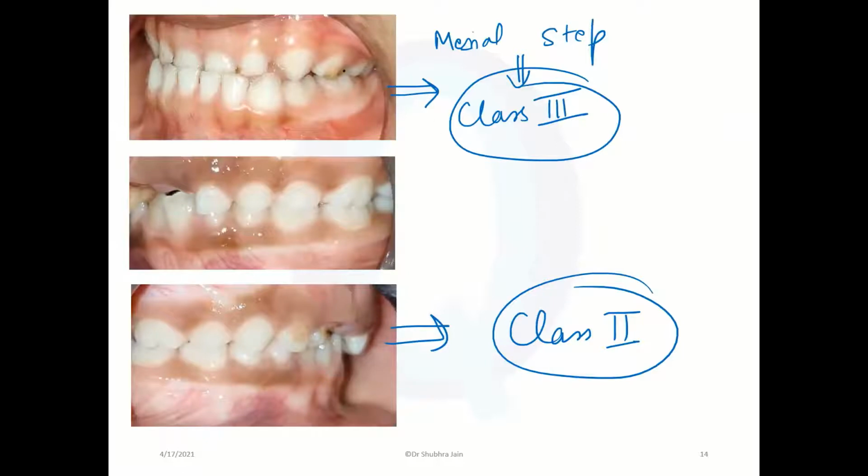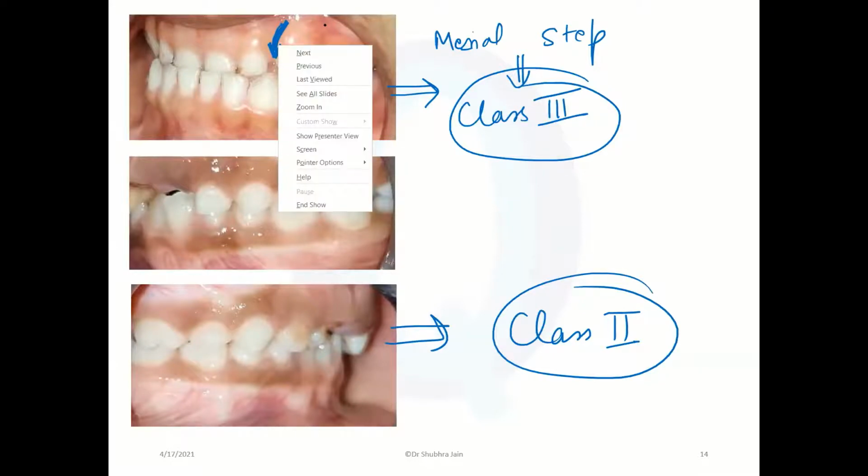So in mesial step relationships, because the mandible is forward, it has a tendency to go into class 3 and this patient is actually in class 3. And in distal step relationships, the patient has a tendency to go into class 2. One more thing from a practical aspect, do you see anthropoid spaces here? Yes, but there is not much space in the mandibular arch. So sometimes there is an aberrant growth and these spaces are not present.